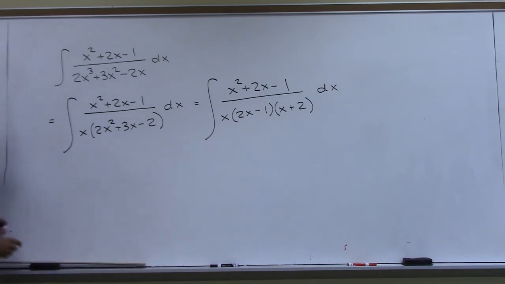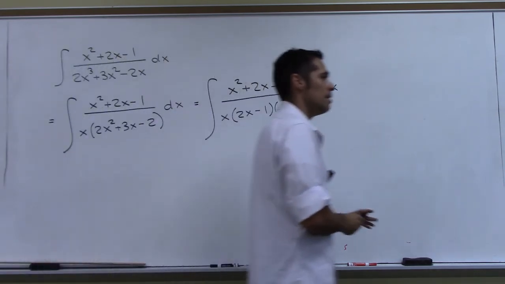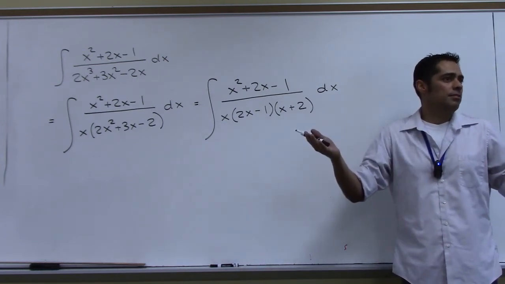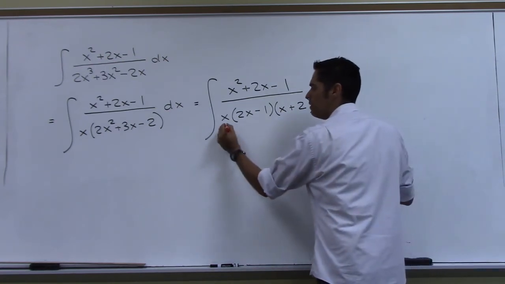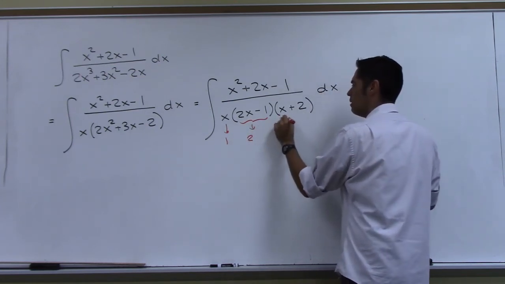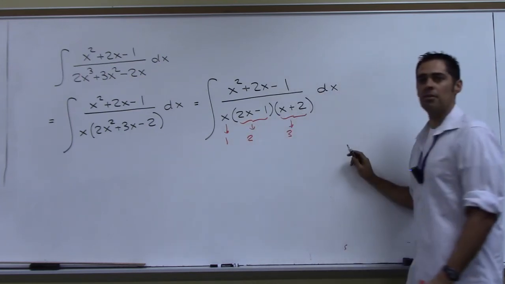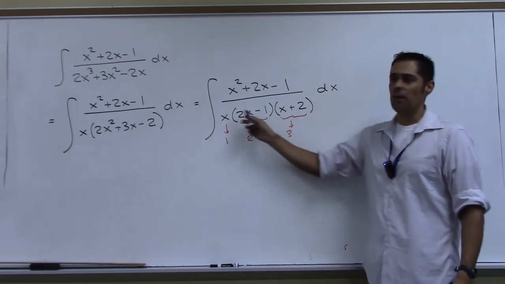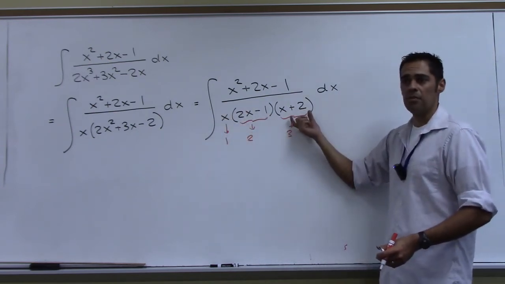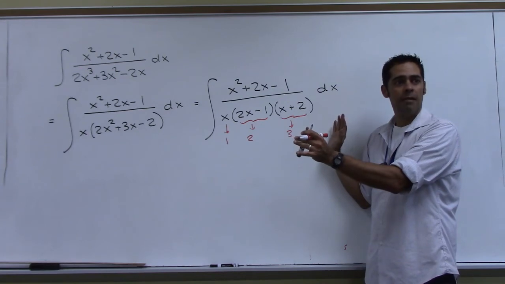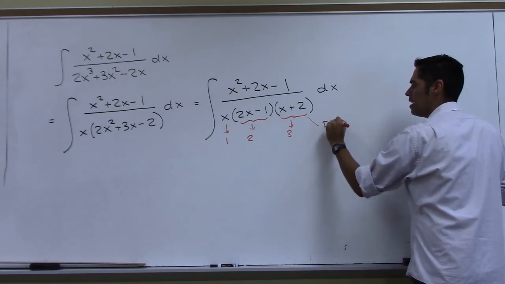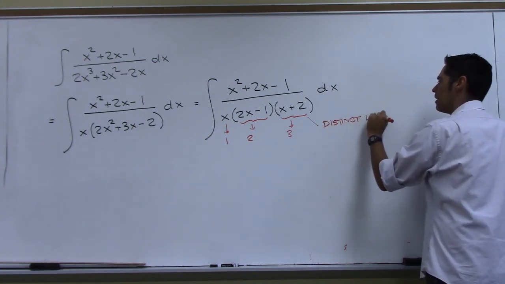All right. So now let's get into some language here. When you multiply things together, they're called factors, yes? So I have 1, 2, 3 factors here, don't I, in the denominator? They are all different, aren't they? They're all different factors. This is x, this is 2x minus 1, this is x plus 2. Those are all different factors, right? So each one of these factors is called a distinct linear factor.